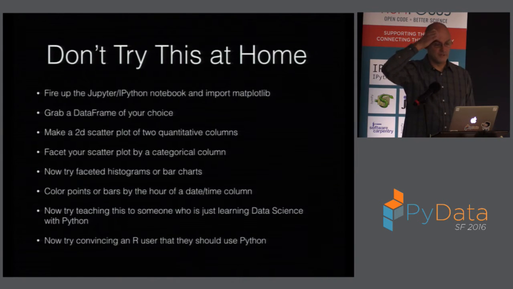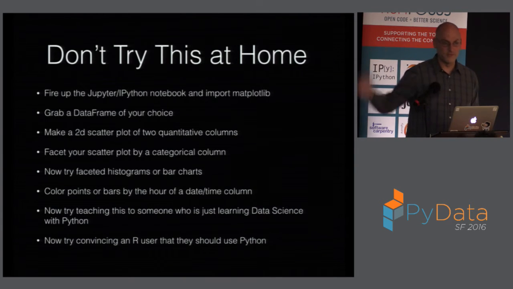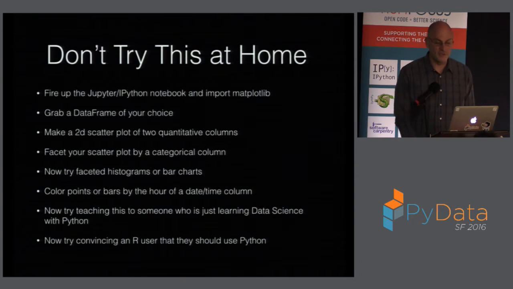Here's a simple example. So sometime when you get home, fire up the Jupyter notebook and import matplotlib. Grab a data frame of your choice. Make a 2D scatter plot of two quantitative columns. You're probably just going to do matplotlib.scatter. Now facet your scatter plot, or trellis your scatter plot, by a categorical column. You might dig into Pandas built-in plotting. You might go over to Seaborn and see if it has something along those lines.